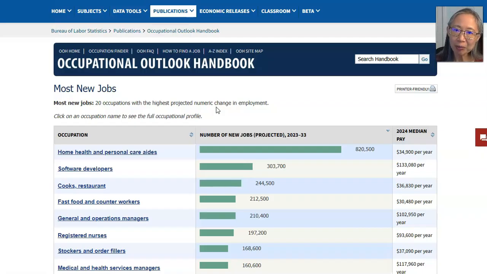Very important to keep in mind, pay is not everything, but you do need to take that into consideration as you choose a career. For example, if you want to be a fast food worker and you see that the median, again, remember, half the people in that occupation will make less than $30,500 per year. Is that a livable wage where you are living?